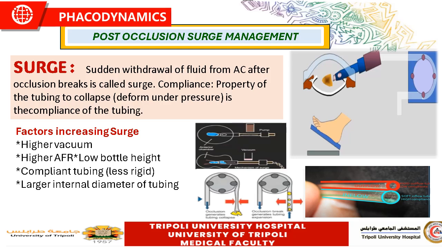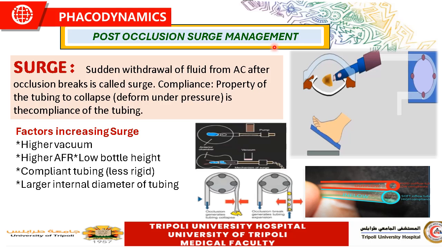Now we come to one of the most feared complications that might face the surgeon during the operation, which is the surge. The surge is the reverse of stability of the anterior chamber. When we say surge, it means that there is a huge phacodynamic imbalance that leads to a sudden gush of fluid to the phaco tip and collapse of the anterior chamber upon overcoming the obstruction of the phaco tip.